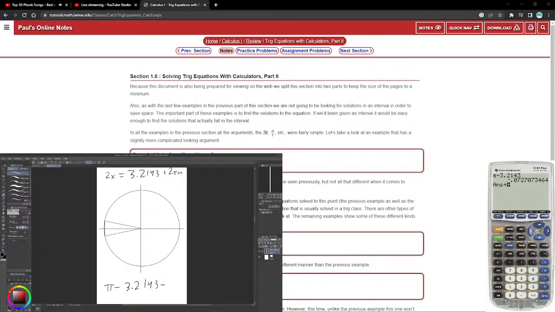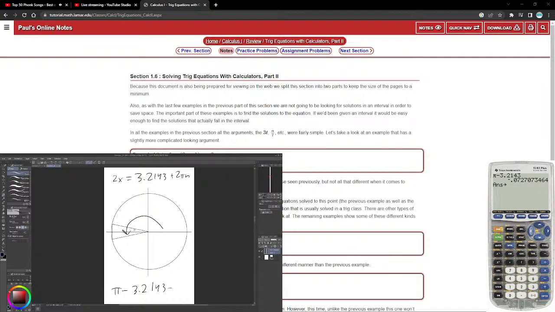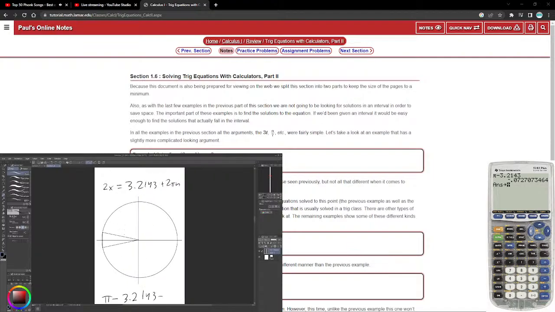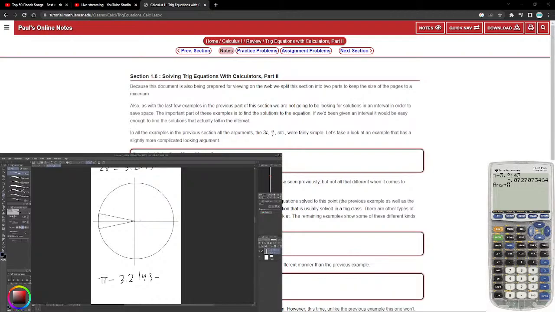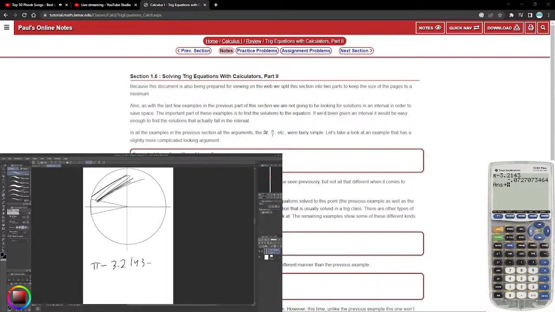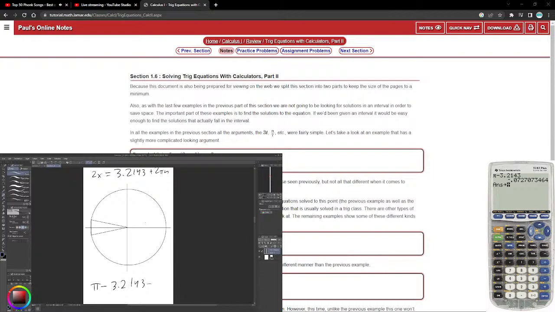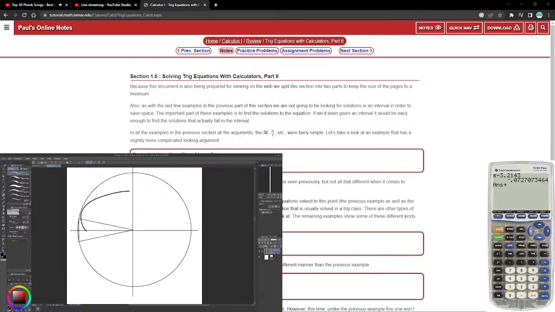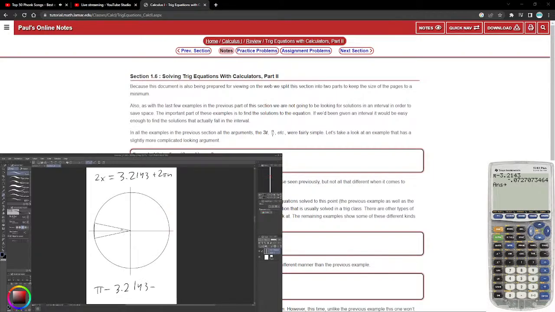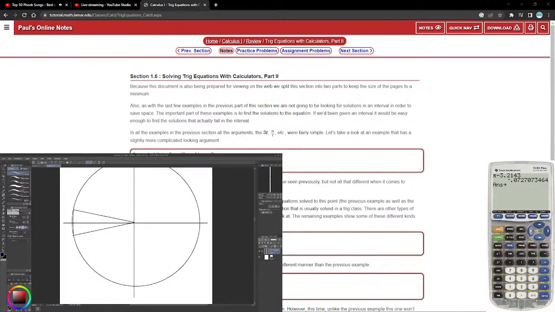So I'd want to do pi plus that, or no, I want to take this whole thing, so 3.2 whatever minus pi minus this. No, wait. Man, I can't think today. Alright. Let's see.